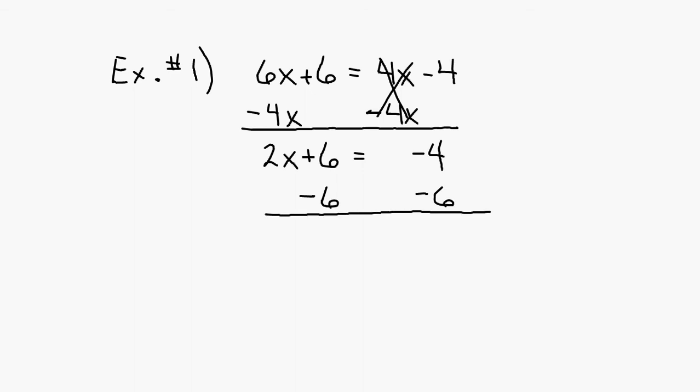And the 6's will cancel out. So 2x is equal to negative 4 minus 6, which is negative 10. And the last step was to solve by inverse operation. So the variable is being multiplied by 2, so you're going to divide both sides by 2. The 2's will cancel, and x is equal to negative 5.